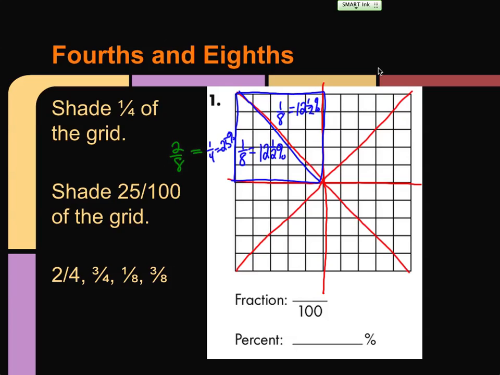So if I know that an eighth is 12.5%, I'm going to try and find 3/8 now. Here's an eighth. Here's an eighth. Now I'm going to add another eighth. If I know that an eighth is 12.5%, 12.5 plus 12.5 plus 12.5 is going to give me what? What is 3/8 going to be equal to?